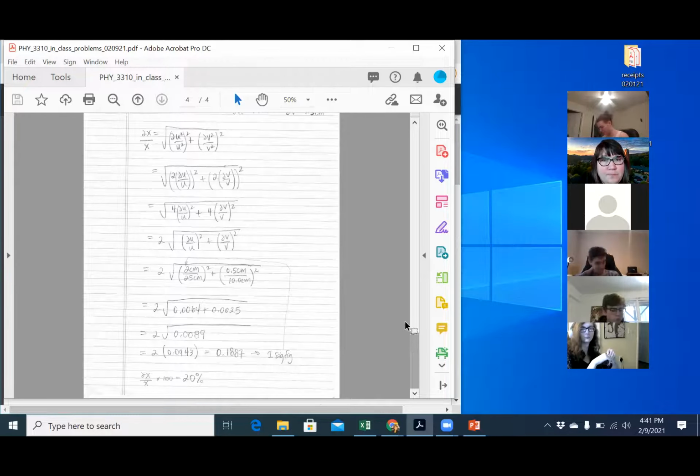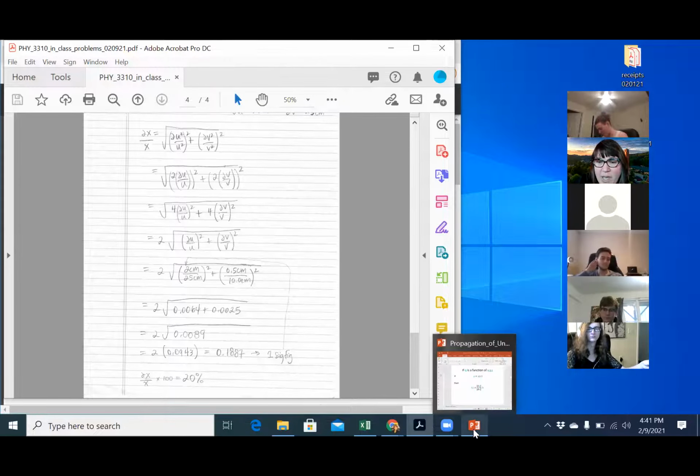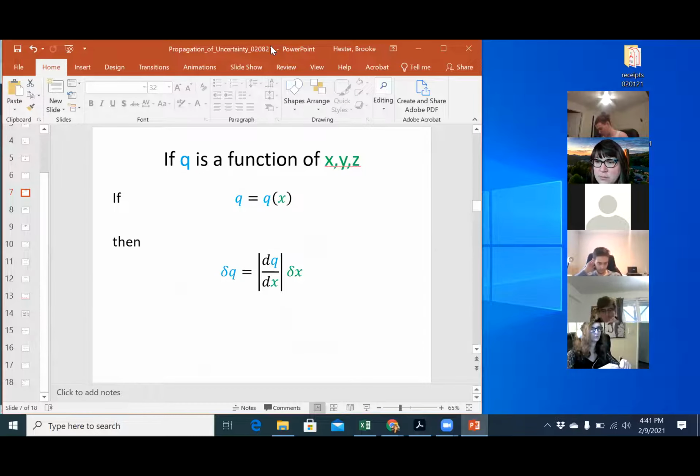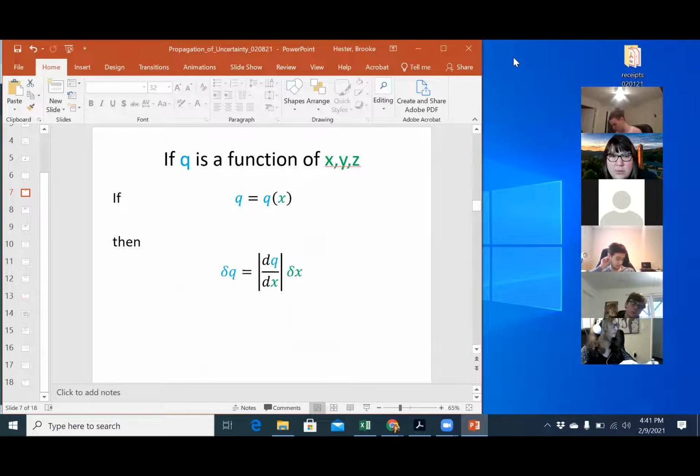All right, now there are a couple things we haven't covered, like what about sine of theta? And like there's other things besides products and sums and quotients and differences and exponents. There are other things in math and in physics. So what if we have a function q of x, y, and z? X, y, and z are measured quantities, and q is a function of x, like a times the sine of x, maybe, or whatever. Lots of different options, right?